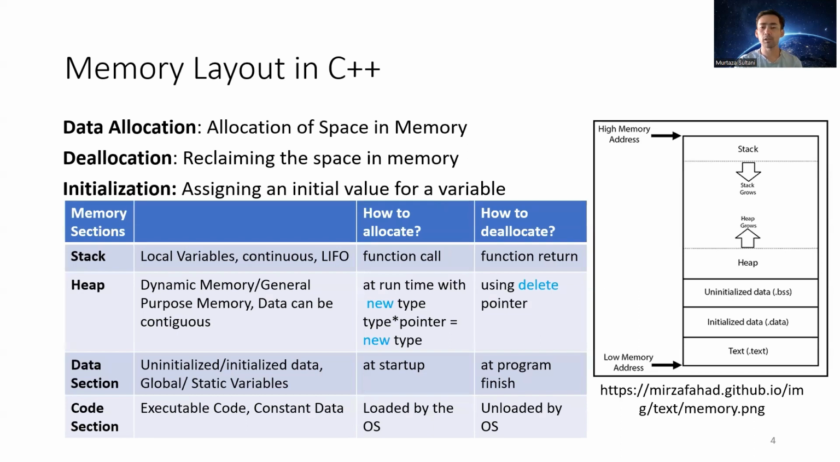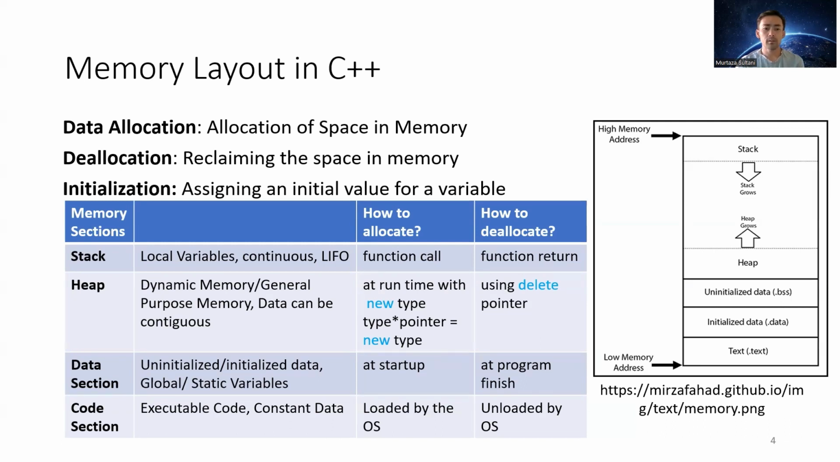Let's go to the memory layout in C++. Well, there are mainly 4 sections of memory. In the code section is the executable code after linking the object files and turning them to one executable file. This could go to the code section.